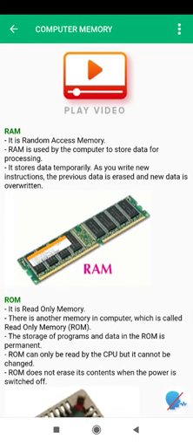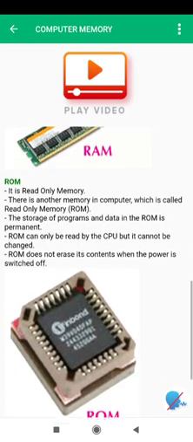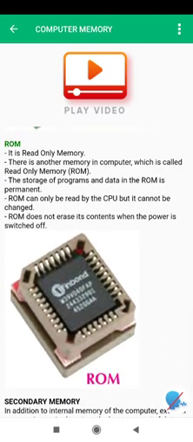ROM is read-only memory. There is another memory in the computer which is called read-only memory, ROM. The storage of programs and data in the ROM is permanent. ROM can only be read by the CPU, but it cannot be changed. ROM does not erase its contents when the power is switched off.